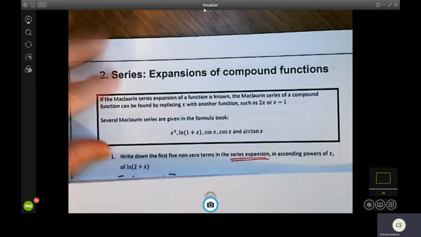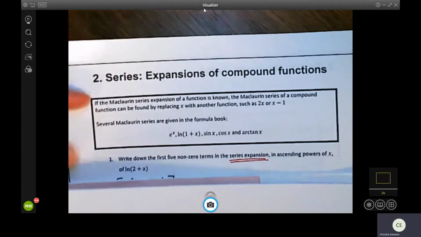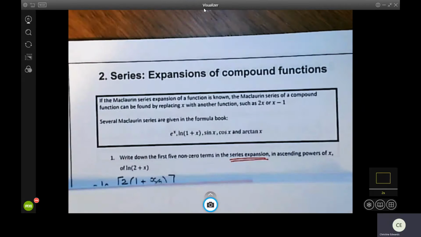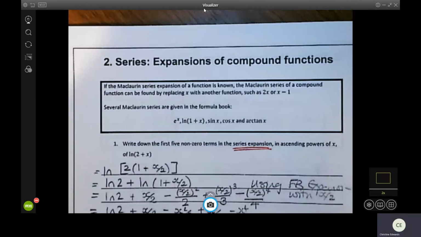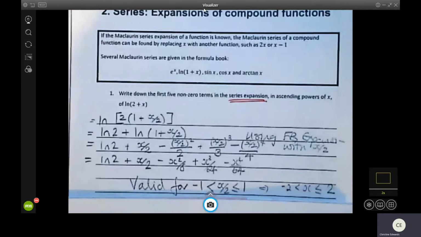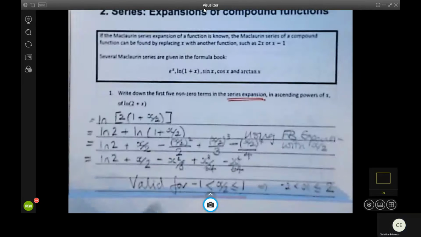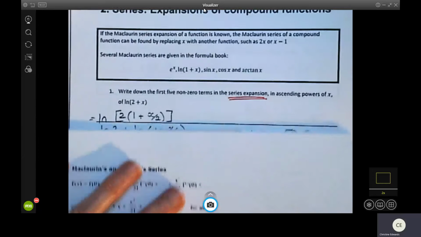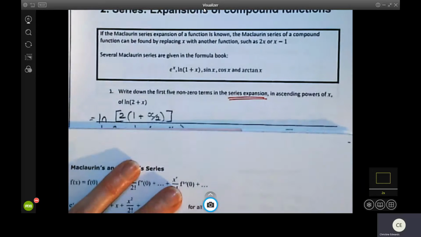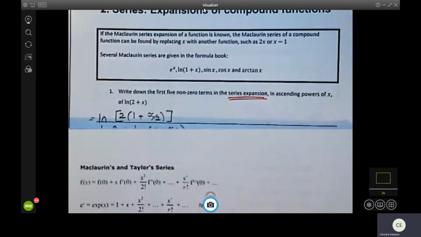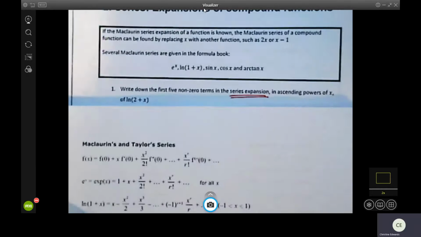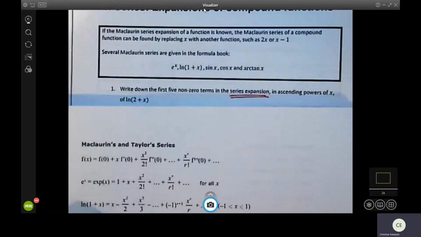Right, let's have a look at my solutions for these two questions. I've written them out. The method is very similar to the working that we did for binomial. So I'm working with the log of 2 plus x. I need it to be in the format that I have in my formula book. So I'm going to use the expansion here, log of 1 plus x. So I need a 1 at the beginning of the bracket.